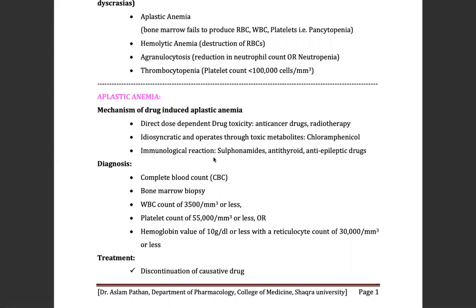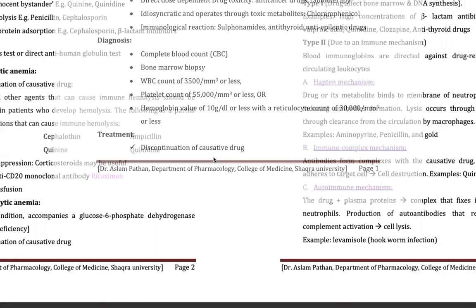What is the treatment? The most important first step in the treatment of all drug induced blood disorders is discontinuation of the causative drug. If the patient's diagnostic results indicate any abnormalities in the blood cells, the first most important step is to stop the drug, discontinuation of the causative drug.